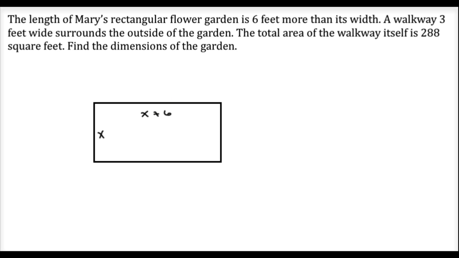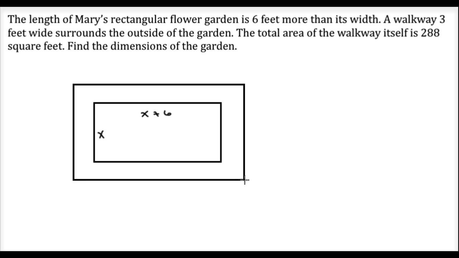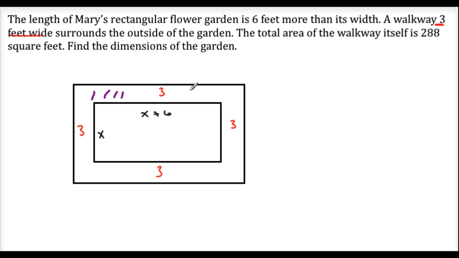Then we have a walkway that surrounds the garden. How big is this walkway? A walkway with 3 feet surrounds the garden. So 3 feet here, 3 feet here, 3 feet here, 3 feet here. So all around 3 feet. The total area of the walkway, so just the walkway, so this area here, is 288 square feet.